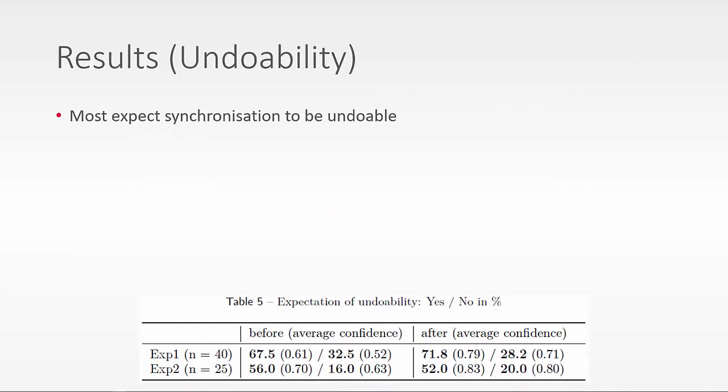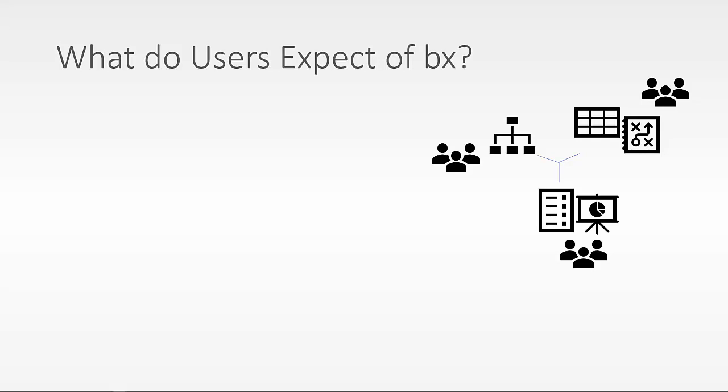For undoability, we can see that most, in fact, expect synchronization to be undoable, which could be because of the availability of popular platforms like Google Docs, where undoability is a feature that's given by default. And now we can briefly summarize these results and discuss what that might mean.